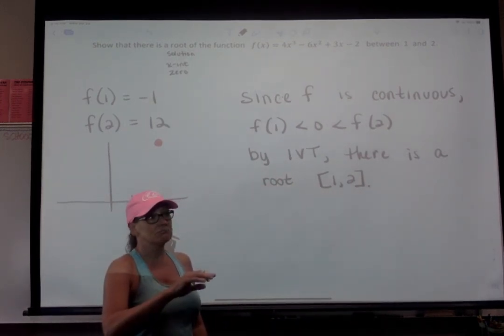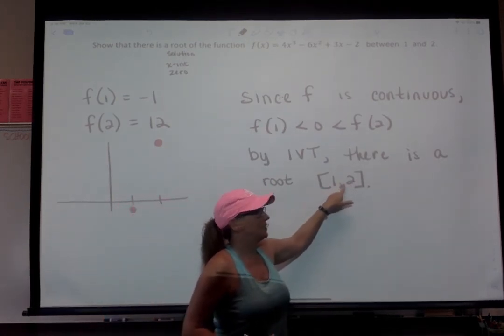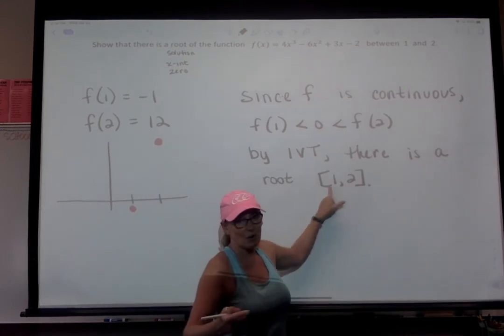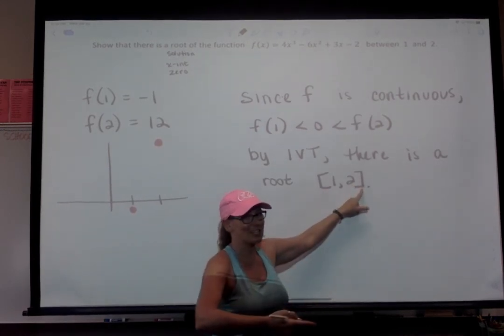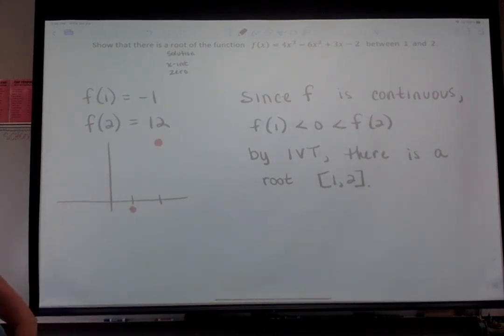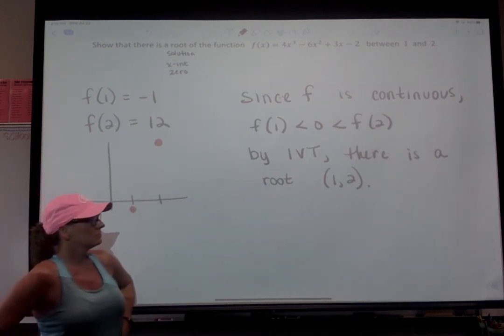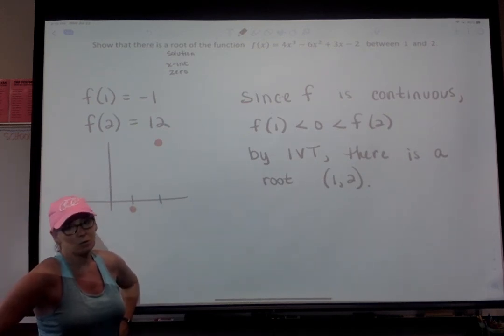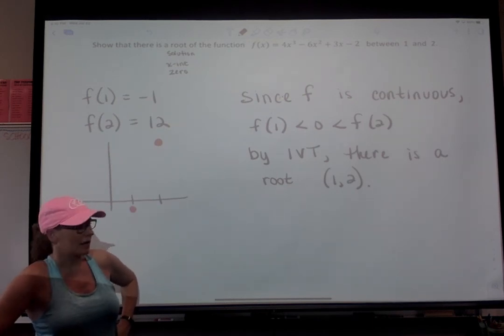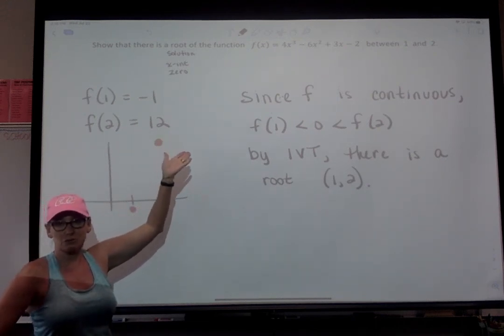Now, I can even take it a step further and say, I know that there's a root in here somewhere. I know it's not at 1, and I know it's not at 2. I didn't get 0 at either. So you could narrow your interval down a bit and say it has to be somewhere between 1 and 2, not including 1 and 2. Either way, the direction said show that there's a root somewhere between 1 and 2.